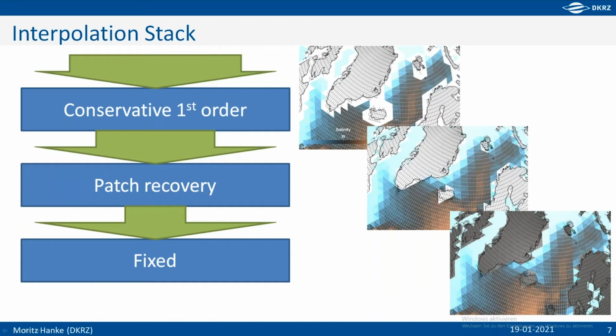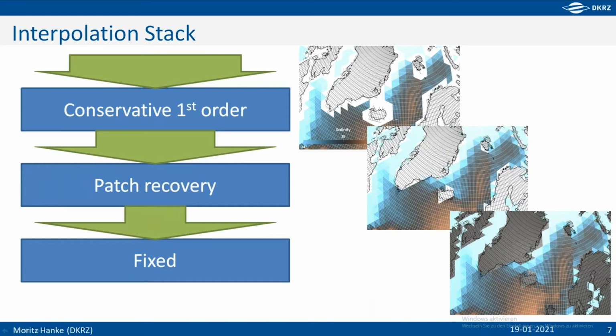The cells that failed for the first order conservative were then passed to a patch recovery method, which was available in YAC 1, or is still available, but will probably not be available in YAC 2. And that method could much better handle the cells along the coast, but still the land cells didn't get any value. And these cells are then passed to a fixed interpolation where the user can select a fixed value, which you can see at the bottom with all the gray cells, or now land cells, that get any fixed value that you want.